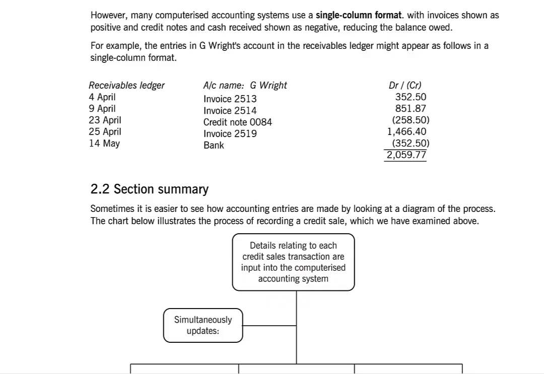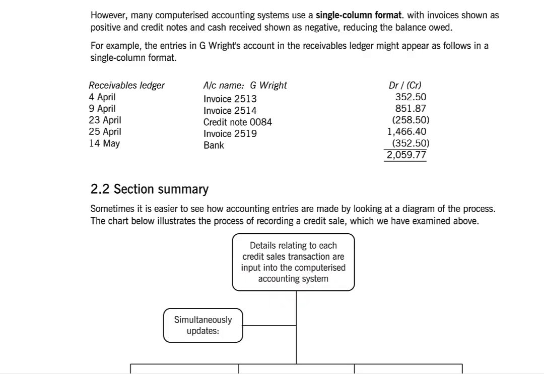How to read the single column format. Think of it like a bank statement for the customer account. Invoices appear as positive amounts because they increase the amount owed. Credit notes appear as negative amounts because they reduce the amount owed. Cash received also appears as negative amounts because it reduces the amount owed. The bottom line shows the balance outstanding.